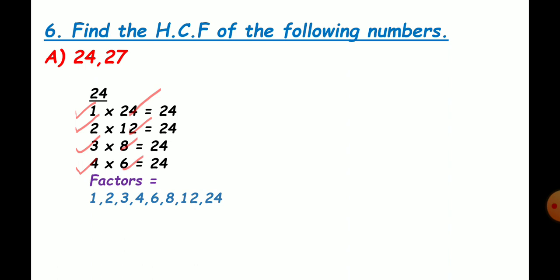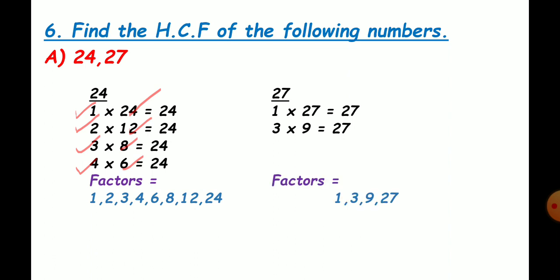Next, 27. Factors of 27: 1 27s are 27 and then 3 9s are 27. Only 2 because 27 doesn't come in 2 table. It is an odd number, so we are leaving 2. Then we are going for 3 table. In 3 table it comes 9 times, so 3 9s are 27. 4, 5, 6 table it doesn't come. 7 table, 8 table, then 9 table only it comes. So we shall stop. The factors are 1, 3, 9 and 27.